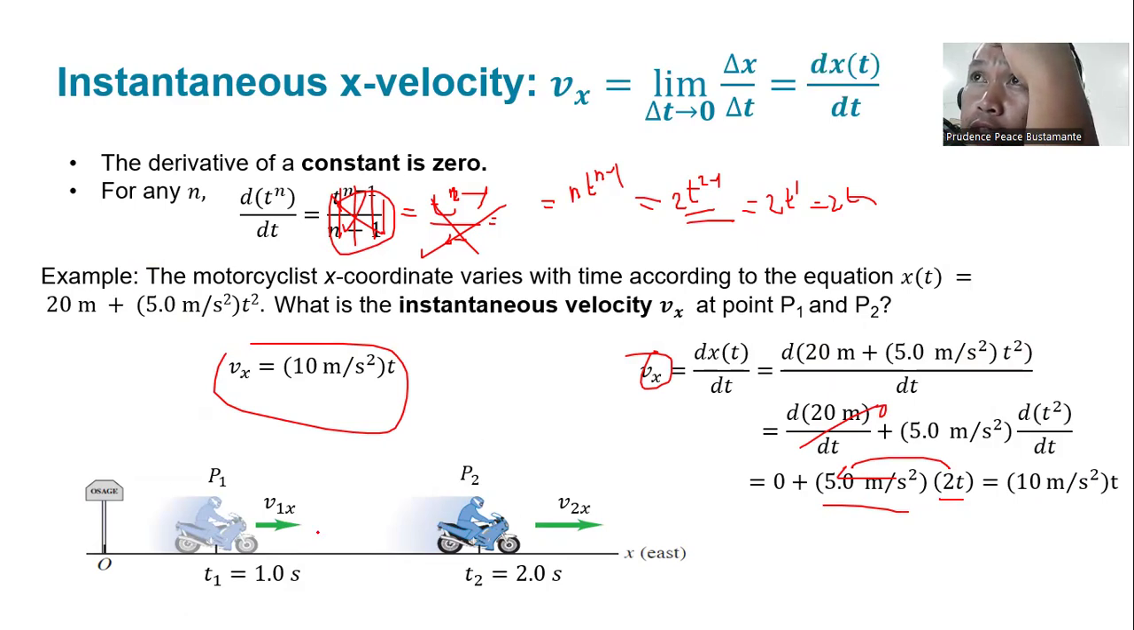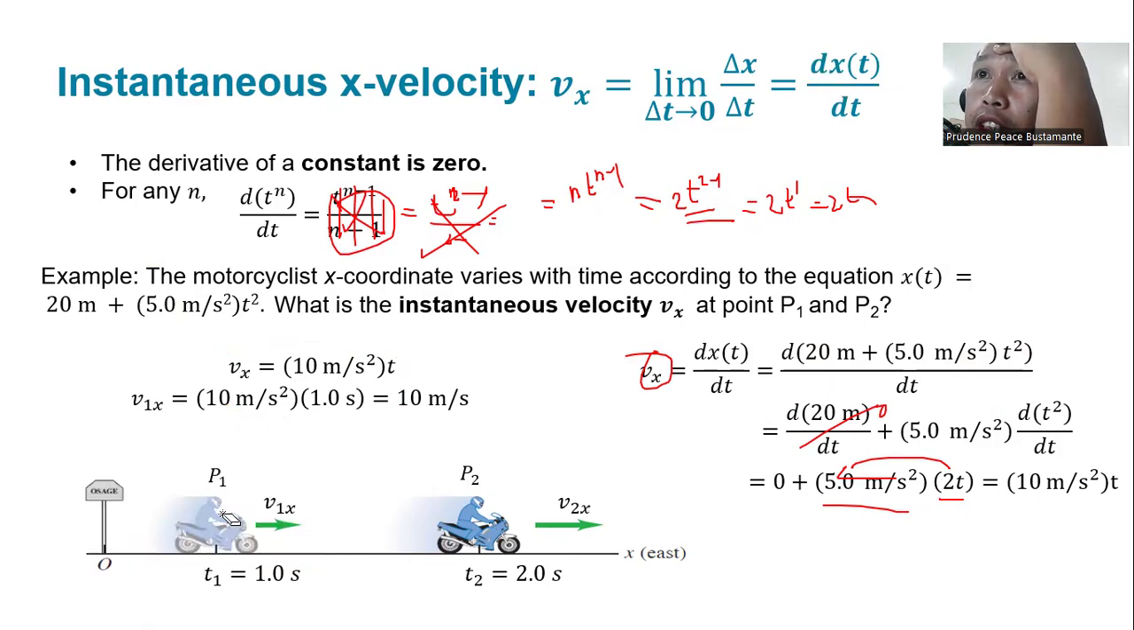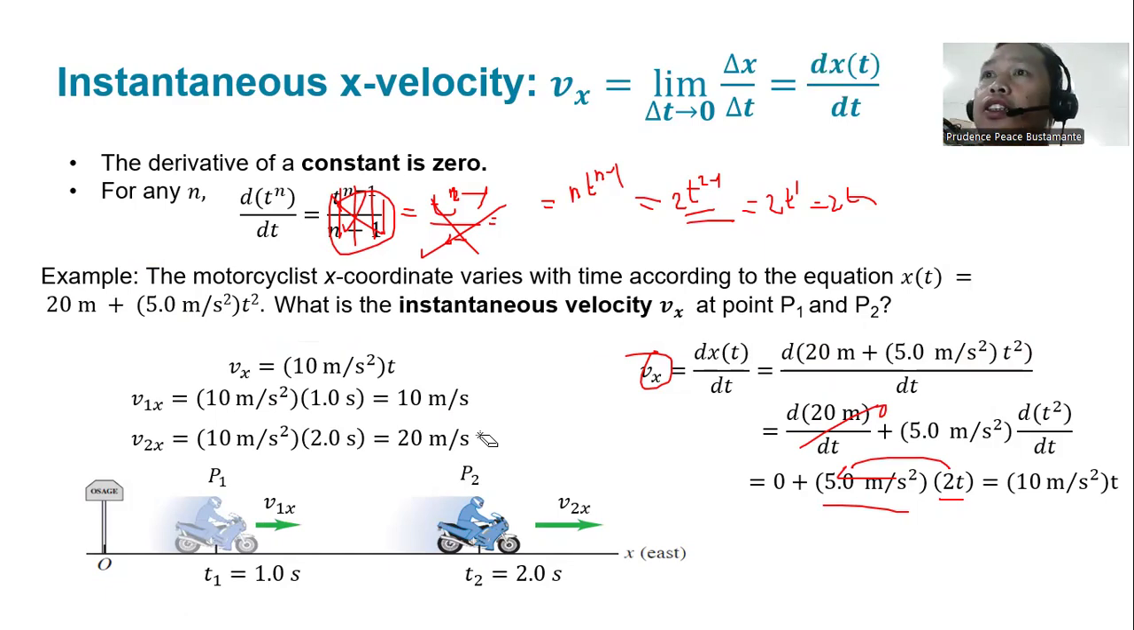So using this one, we can calculate our velocity at point P1, or instantaneous velocity. Sometimes when I say velocity or when the book says velocity, it pertains to instantaneous velocity. Okay. So at time t equal to 1.0 seconds, your velocity is 10 meters per second. And at point 2, your velocity here is 20 meters per second. So that's the use of instantaneous velocity.